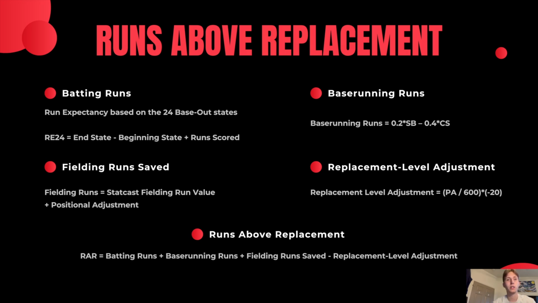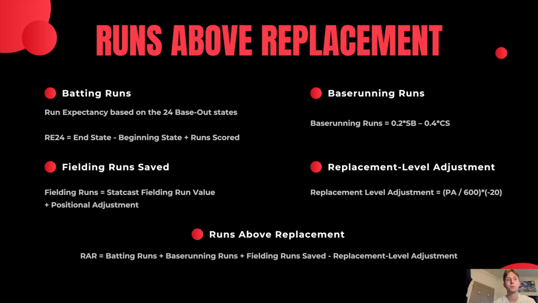RE24 assigns a run value to each plate appearance based on how much it changes this run expectancy. For example, a bases loaded walk increases run expectancy significantly. A strikeout with runners in scoring position reduces this. This makes RE24 incredibly useful because it calculates for the real game situation, not just what the batter did in isolation. By using RE24, runs above replacement reflects the actual in-game impact of a player's actions, rewarding clutch performance and penalizing wasted opportunities.